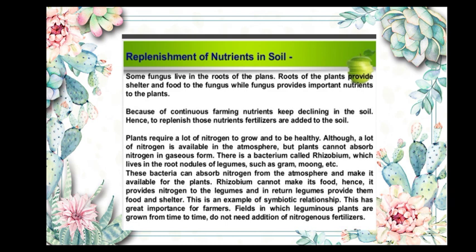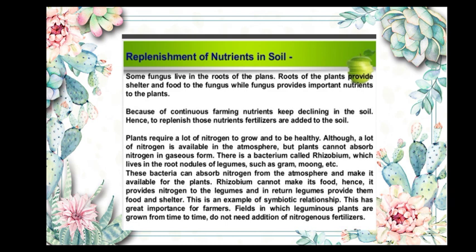Plants require a lot of nitrogen to grow and be healthy. We know that. Although a lot of nitrogen is available in the atmosphere, plants cannot absorb nitrogen in gaseous form. There is a bacterium called rhizobium which lives in the root nodules of legumes such as gram, moong, etc. These bacteria can absorb nitrogen from the atmosphere and make it available to the plants.